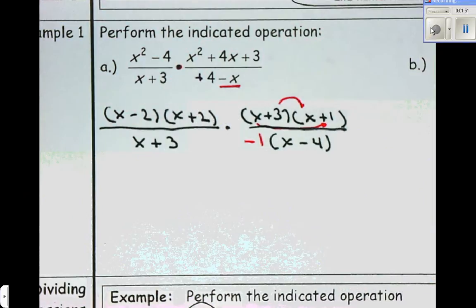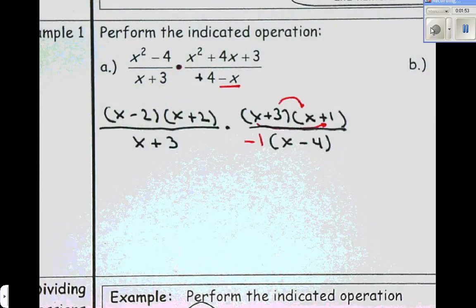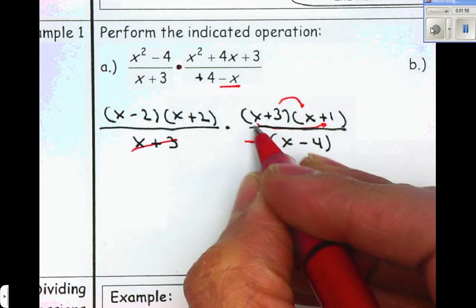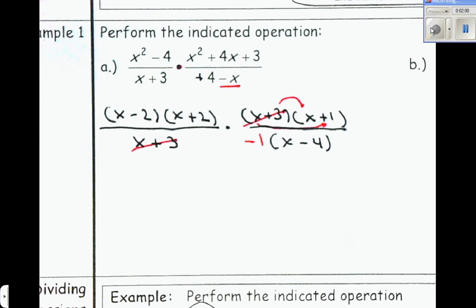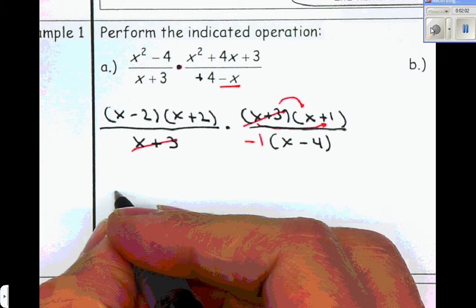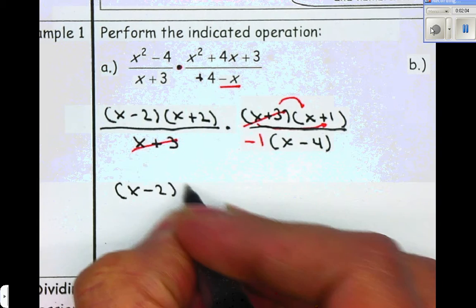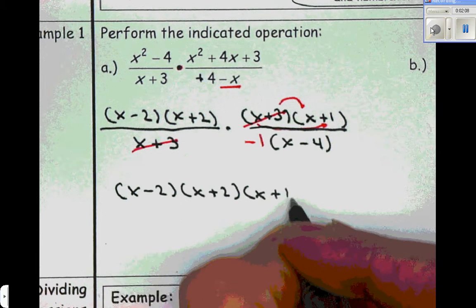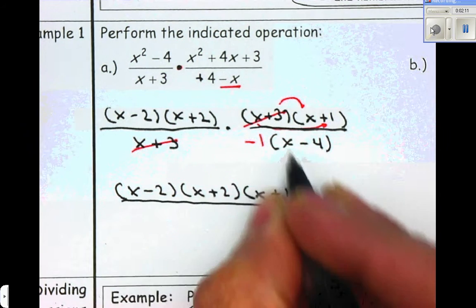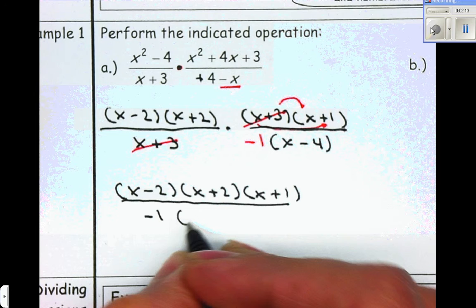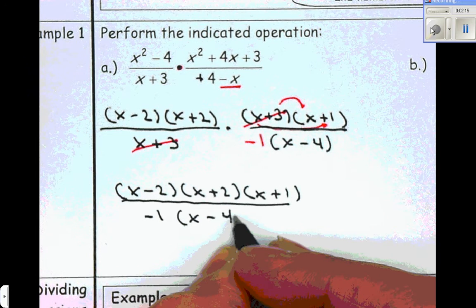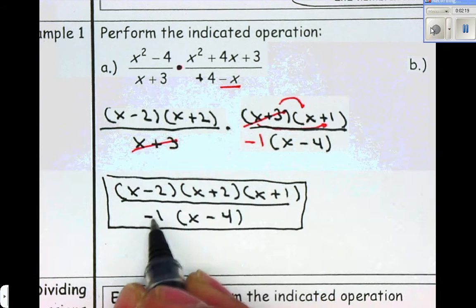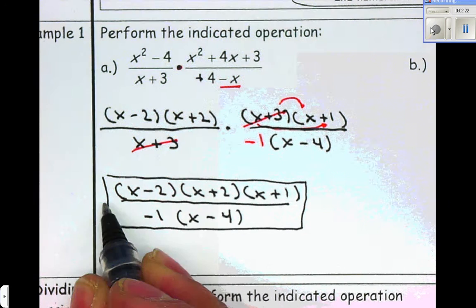Now, since it's multiplying, we can just cancel the factors. These two cancel, and basically that's it. So the end result will be x minus 2, x plus 2 on top, and x plus 1 on the denominator, we have a -1, x minus 4. And that'll be our final answer. There are times that you will be seeing this negative on the front instead of down here.